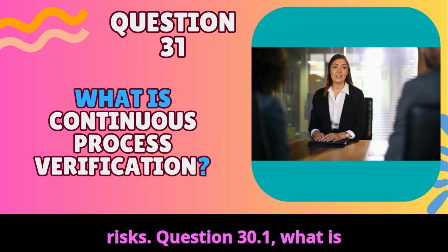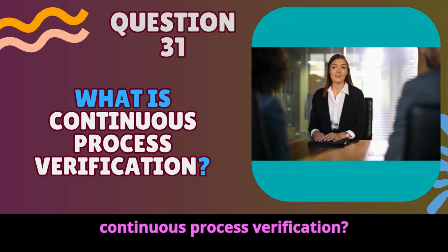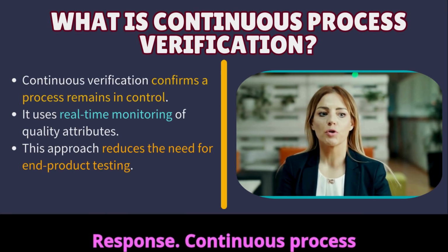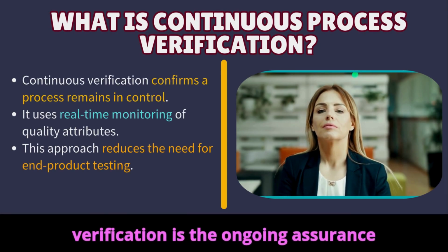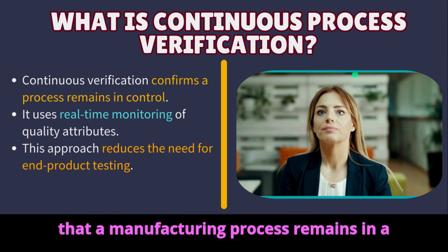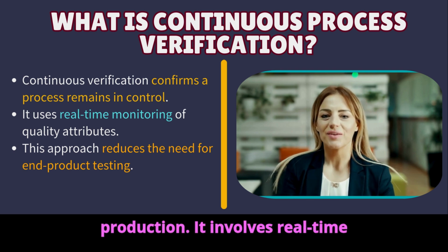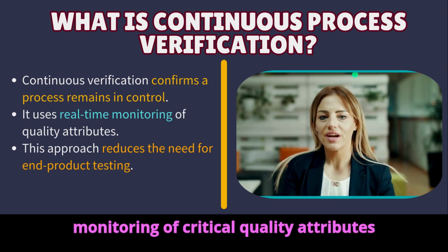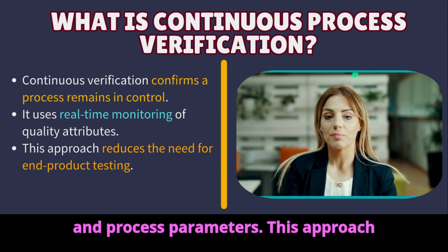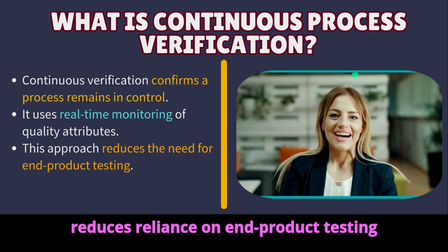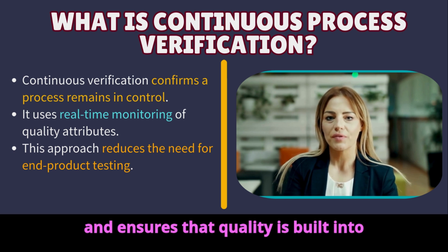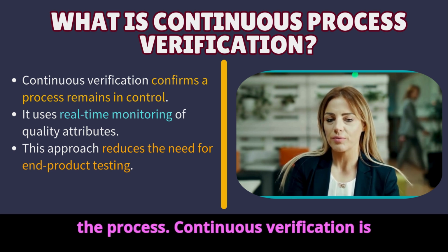Question 31. What is continuous process verification? Response. Continuous process verification is the ongoing assurance that a manufacturing process remains in a state of control during routine production. It involves real-time monitoring of critical quality attributes and process parameters. This approach reduces reliance on end product testing and ensures that quality is built into the process.